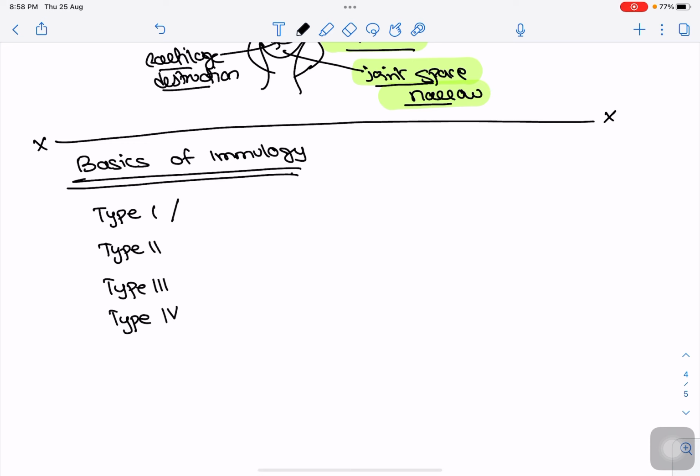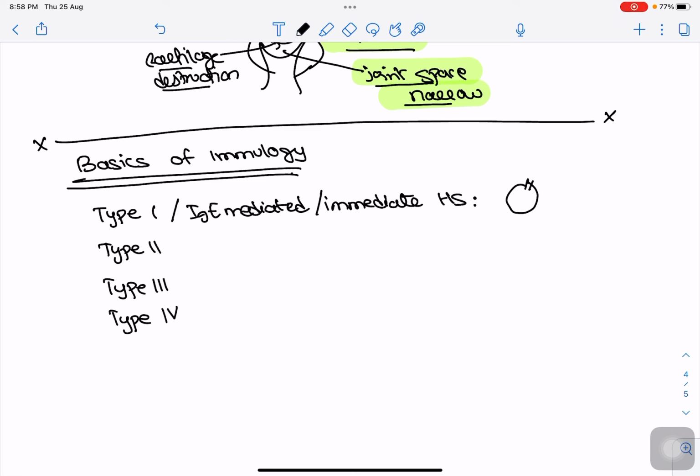There are other names for type 1: it is known as IgE-mediated hypersensitivity reaction, or immediate hypersensitivity reaction. What happens in this reaction, as the name suggests, is that an allergen binds to IgE antibodies on the mast cell. For instance, this is a mast cell which has an IgE antibody.